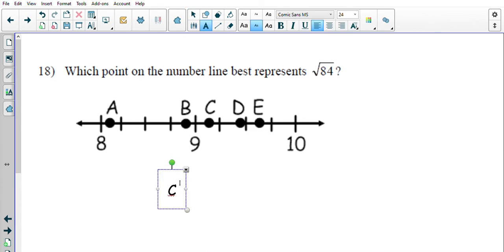Now you could actually calculate square root of 84, figure out what it is. It should get you a little bit above 9, but not quite halfway between 9 and 10. So it gives you a pretty good idea that point C is the best.